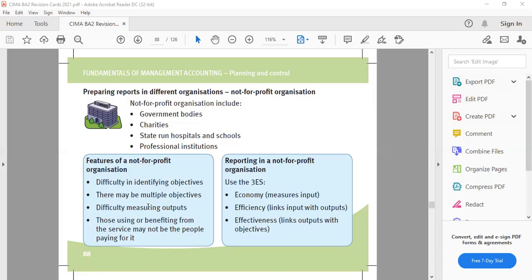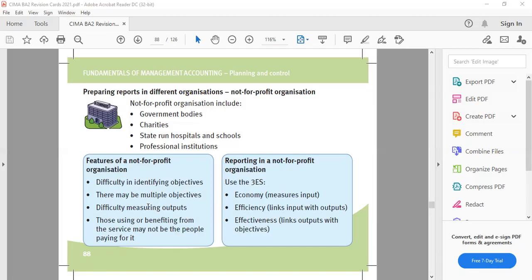Then, those using or benefiting from the service may not be the people paying for it. Donations are contributed by someone and they are spent on some other stakeholders, some other people. So the people using or benefiting from the service may not be the ones paying for it. Then how we measure the performance is what has to be looked into.